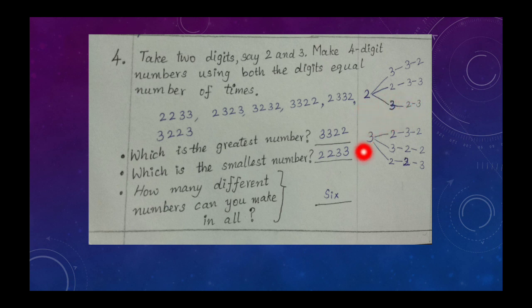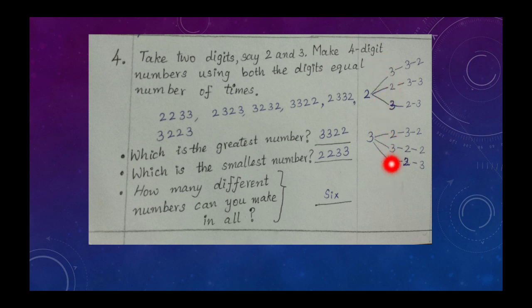Well, starting with 3, the second digit can be either 2 or 3. If the second digit is 2, we have 2 options. The third digit can be either 3 or 2. If the third digit is 3, the fourth is 2. If the third digit is 2, the fourth is 3. Then first digit is 3, second digit is 3, which means the last 2 digits must be 2 only. So 3, 3, 2, 2. So how many ways are possible?